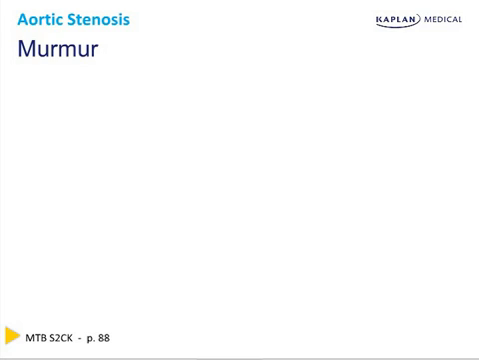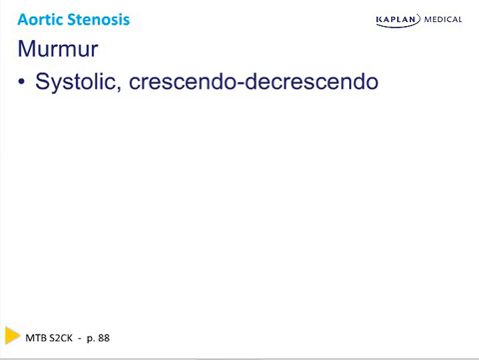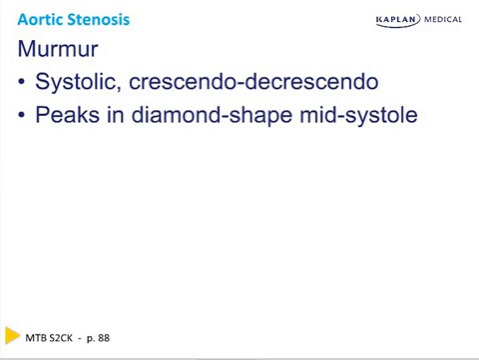The murmur of aortic stenosis can be played for you on Step 2, and you will have to know how to recognize it. Because we have isovolumetric contraction at the beginning, where no blood is moving, you don't hear anything at the beginning. That's why it's a crescendo, decrescendo. Because at the beginning, there's no blood moving, no murmur. It peaks in mid-systole. That's why it's diamond-shaped, or crescendo, decrescendo.